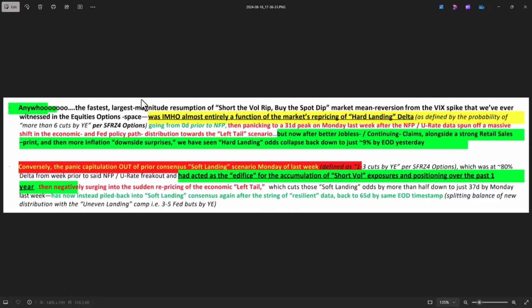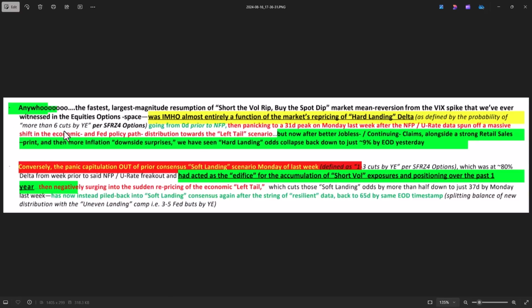Now, some of this is a little advanced, so I'm going to just skip to the good parts. The fastest, largest magnitude resumption of short the vol, rip by the spot dip, market mean reversion of the VIX spike that we've ever witnessed in the equity option space. In my opinion, it was almost a function of the market repricing a hard landing delta. So he's attributing it to hard landing.